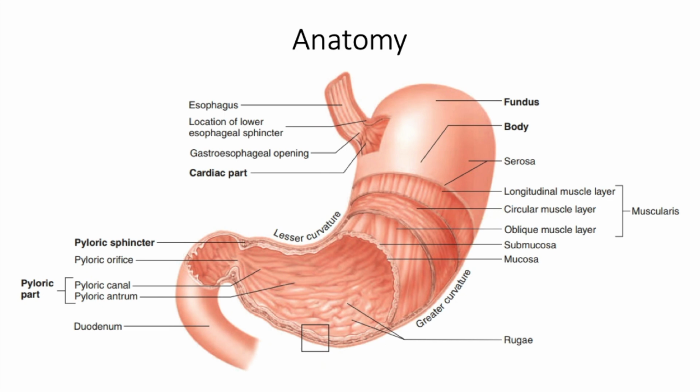gastric cancer. For the junior residents, the top of the stomach is called the fundus. The part just beyond the GE junction is called the cardia. The body is the majority of the stomach, and then the antrum.